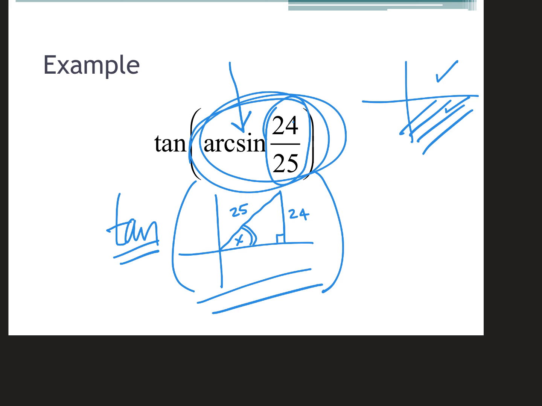But tangent is opposite over adjacent, and I am missing this adjacent side. Right? I'm trying to sort of make that bold for you. Now, if you did the Pythagorean theorem, you'll figure out that this side is 7, and the tangent of that angle is 24 over 7.